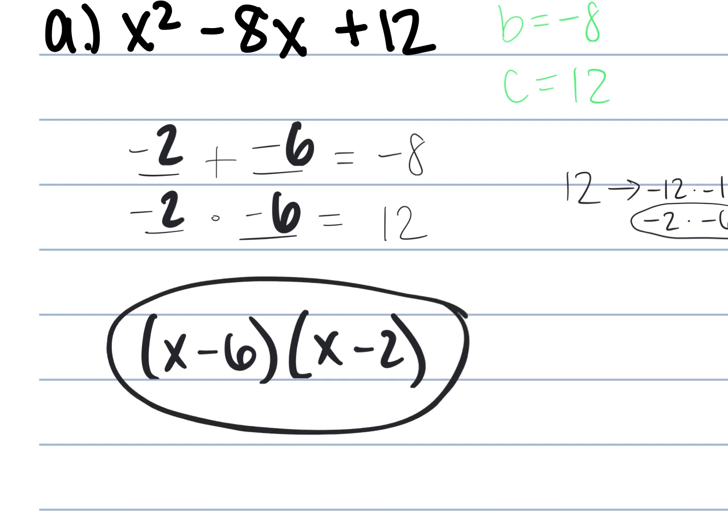Hang on. Why is this one minus signs? Because all of them are negative. They were negatives. Okay? If you get a negative factor, it's going to be a minus sign in your binomial.